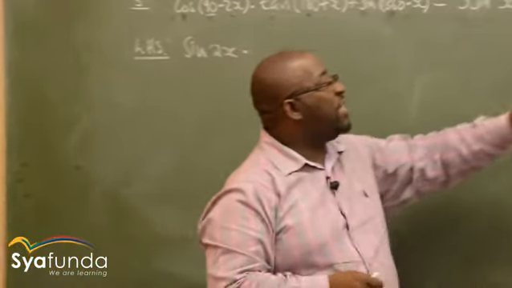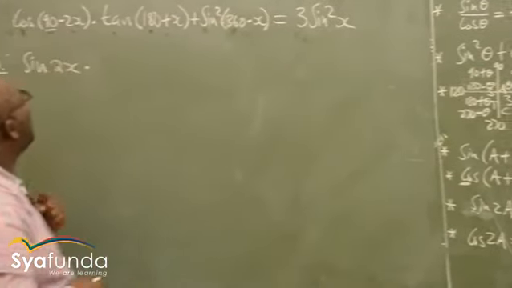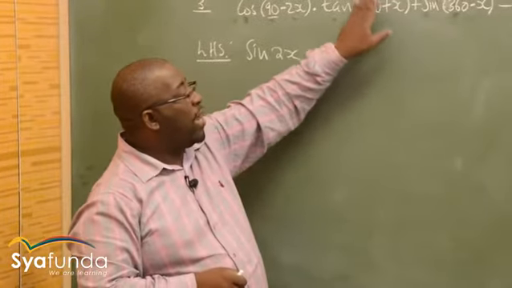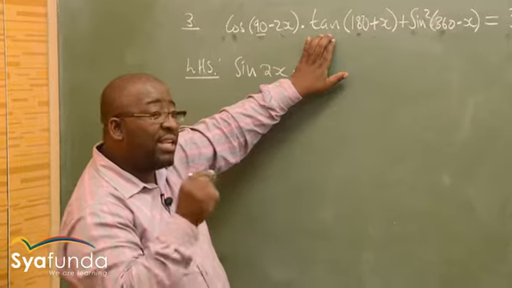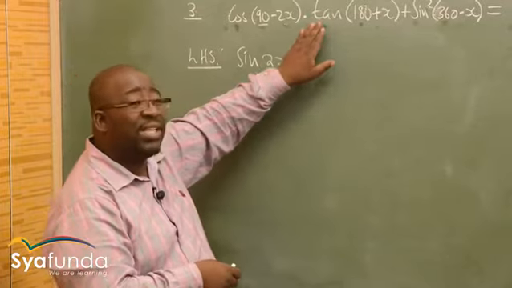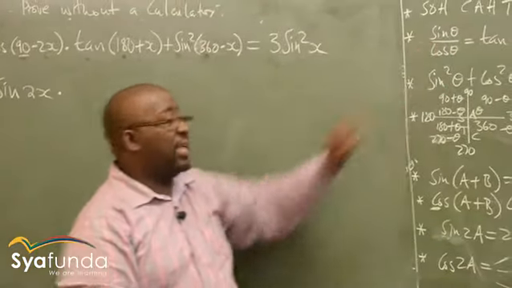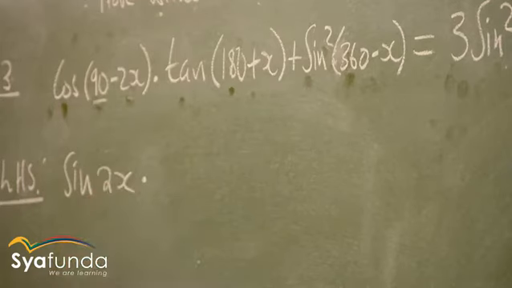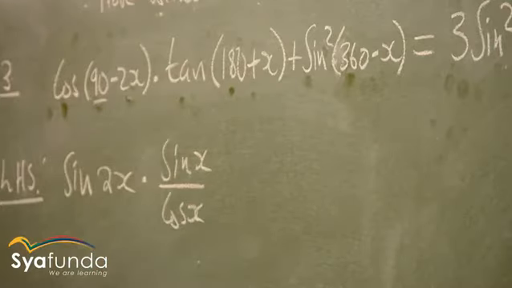Remember, tan theta is the same as sine theta over cos theta. This becomes my key to unlock any problem. 180 plus, which quadrant is that? It is the third quadrant. How is tan in the third quadrant? Tan is always positive in the third quadrant. So the answer I'm going to get here is tan x. But what is tan x? It is sine x over cos x. Let's leave it as sine x over cos x, but we know that is eventually tan x.